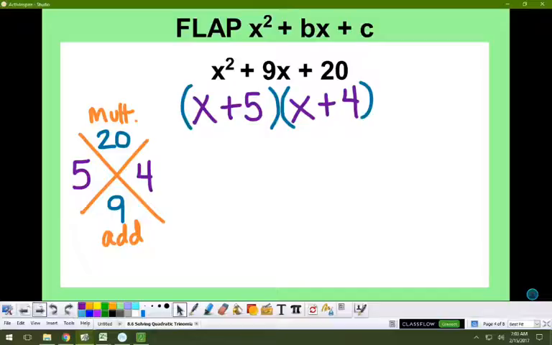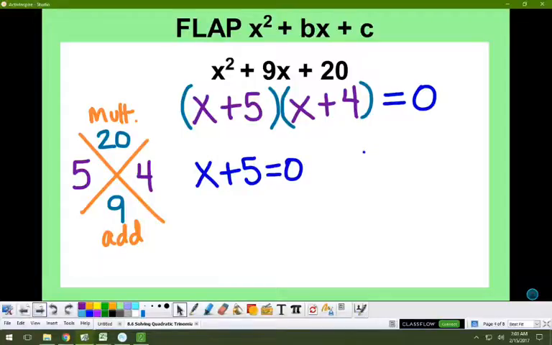But when we're factoring, our goal is to solve the equation. So now that we've factored this, we're going to solve this equation. So remember from yesterday that if you have two things multiplied together and those two things equal 0, then you can separate those two factors and set each of them equal to 0. So I can write x plus 5 equals 0 and x plus 4 equals 0, and I can solve those two equations.